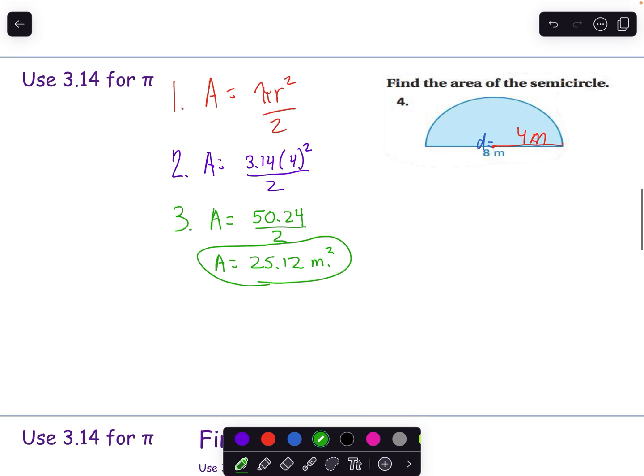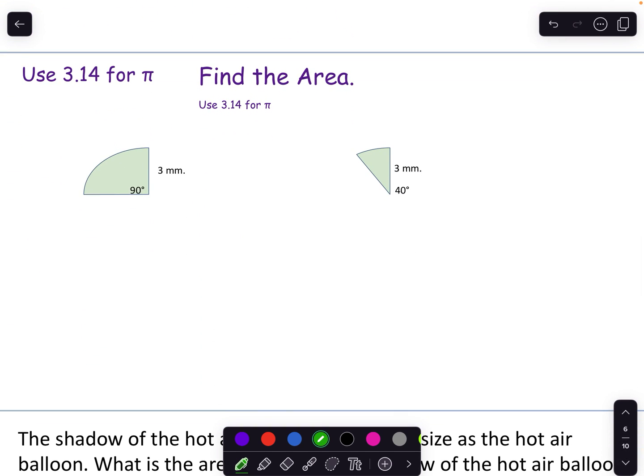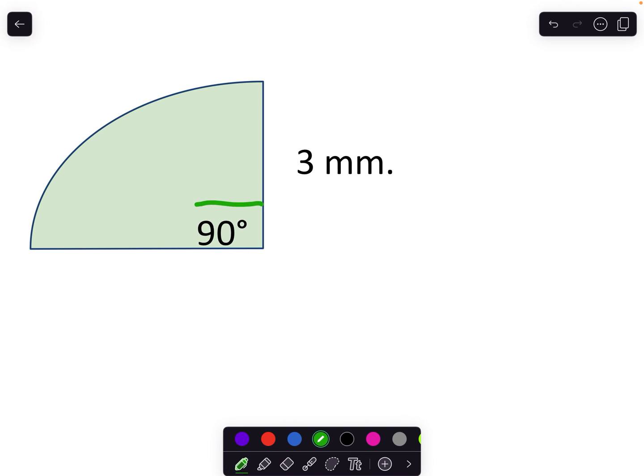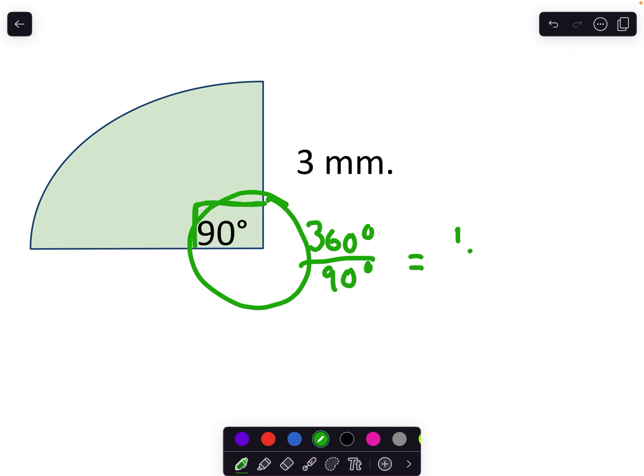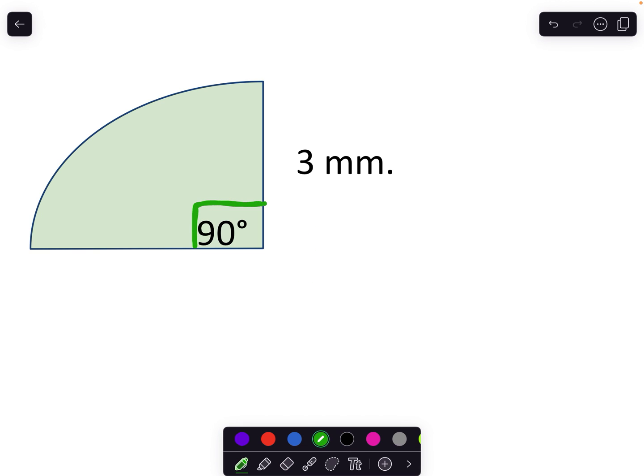Down here, these are other pieces of circles, right? This one, if they tell you 90 degrees here, that's a quarter of a circle because all the way around the circle is 360 degrees. 360 divided by 90 is going to be 1/4 of a circle, right? There's going to be 4 pieces there. So 360 divided by 90 is going to be 4 because there are 4 of them within a circle. So maybe even a better way to say this would be 90 is what part out of 360? It's 1/4 of a circle.